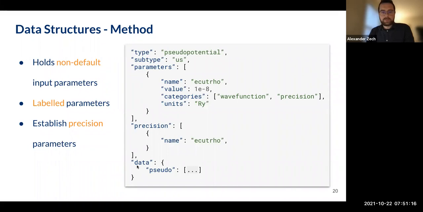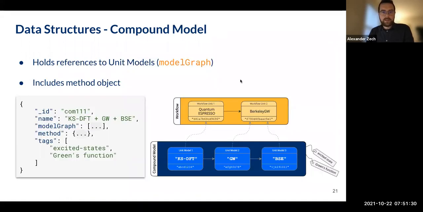And the method object is also able to hold more raw data. So in this specific example, we could have the coefficients for the pseudopotential itself saved in this method data structure. And then finally, the compound model is a more lightweight data structure, since we do not need to repeat the information from the unit models. So it will hold only references to unit models, and we can in this way construct a model graph, which I will get to in a second.